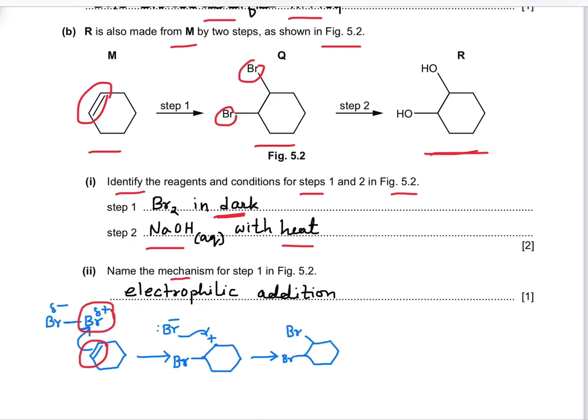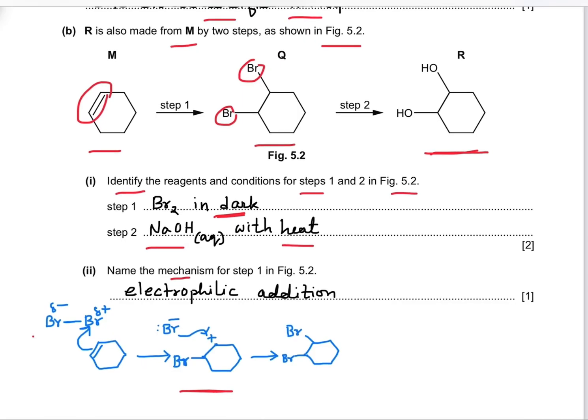and then it is giving this intermediate where we have one bromine added to the cyclohexane and there is a carbocation in the structure. Now here the another bromide with negative charge will attack the positive carbocation and will give the final product 1,2-dibromo cyclohexane. So here the bromine is acting as an electrophile. So the name of the mechanism for step 1 will be electrophilic addition reaction.